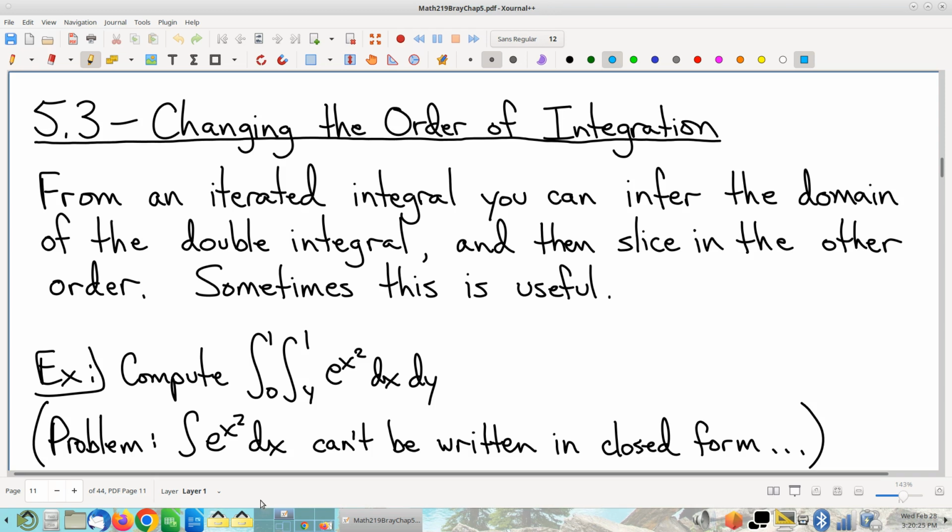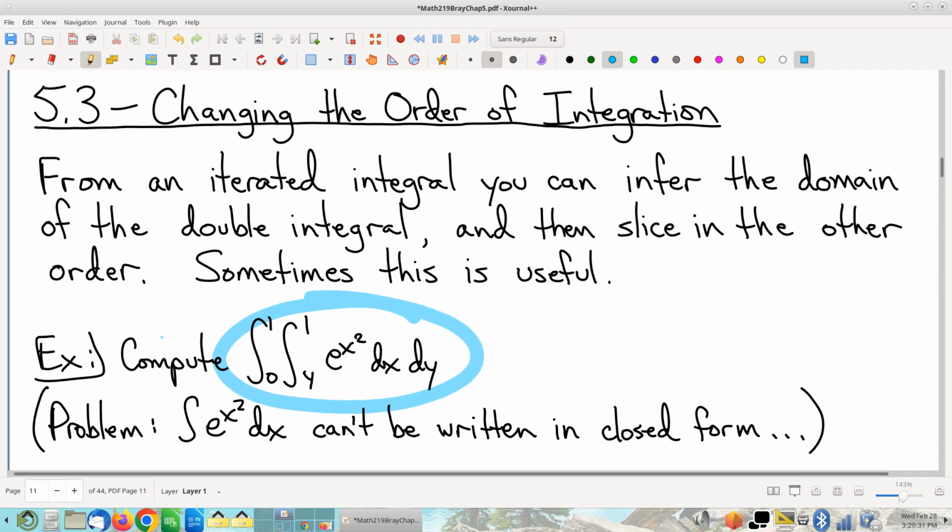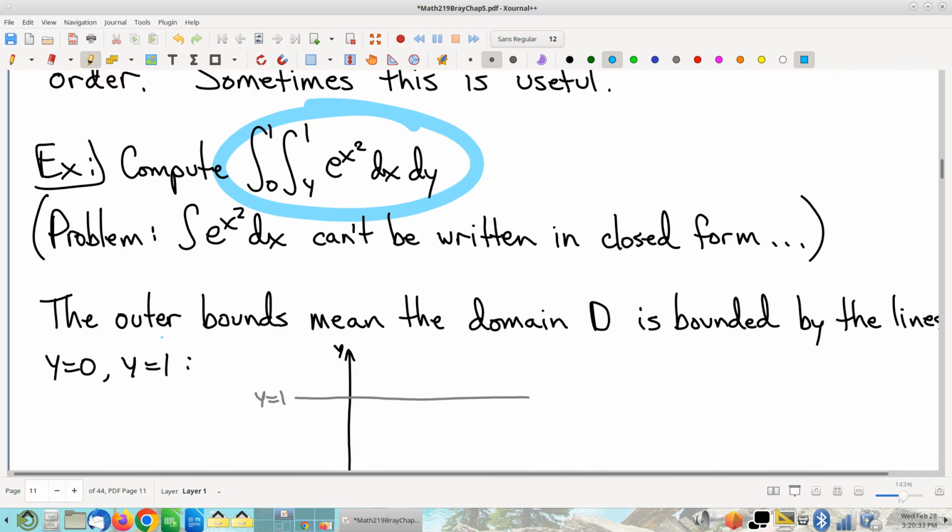So here's the big idea. When you have an iterated integral, if that iterated integral is hard to compute, try slicing it in the other direction. That's the big idea here. Now, if it comes to you initially as an iterated integral and you don't know what the original double integral is, the point is you can kind of reverse engineer, find the original double integral, and then literally just slice it the other direction. So here we go.